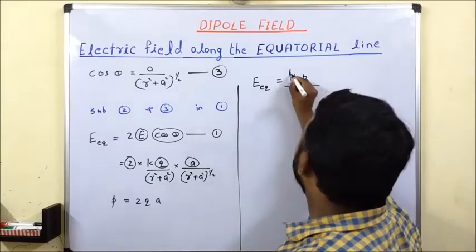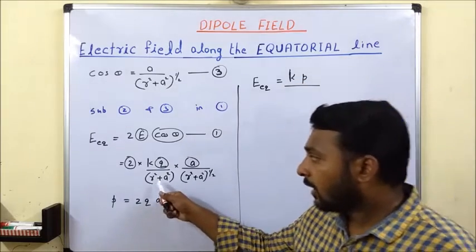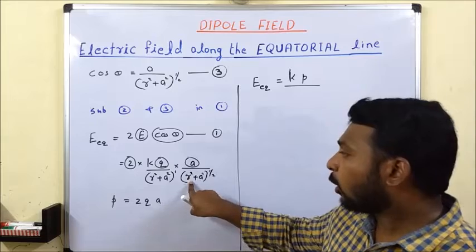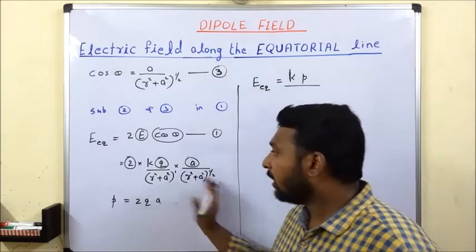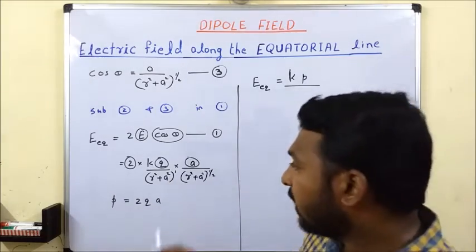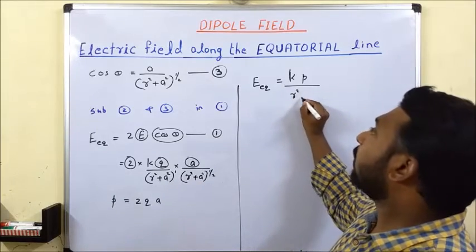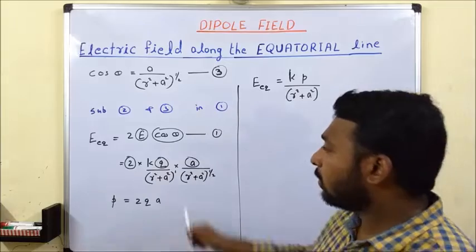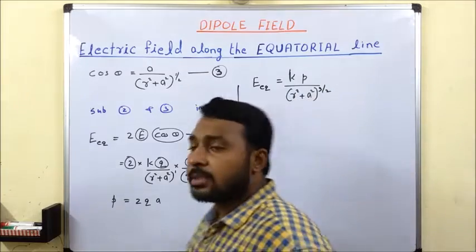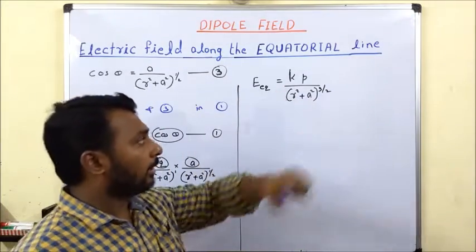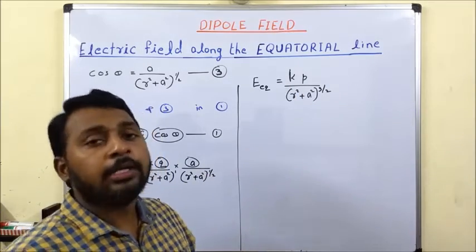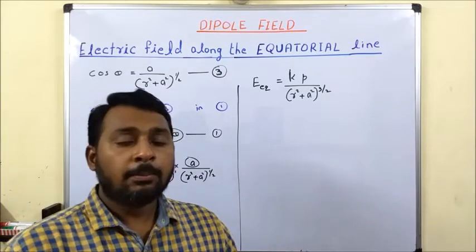So you can write the net electric field at point P, E equatorial, is equal to Kp divided by R square plus A square all raised to 1, times R square plus A square all raised to 1 by 2. When you are multiplying the same value, the powers have to be added. So it is R square plus A square all raised to 1 plus 1 by 2, that is 3 by 2. So you will get this equation: E equatorial is equal to Kp divided by R square plus A square, the whole raised to 3 by 2. This equation will give you the net electric field at point P.